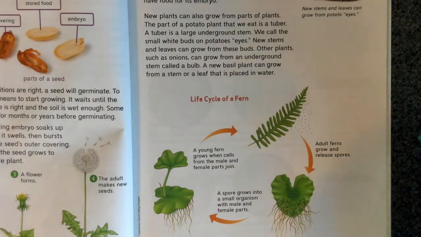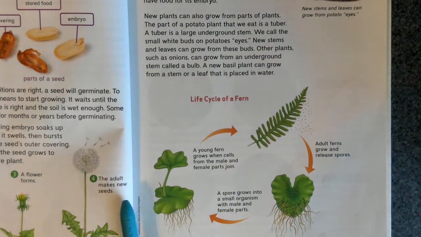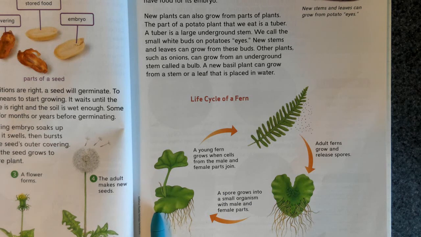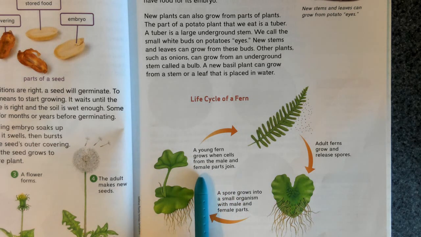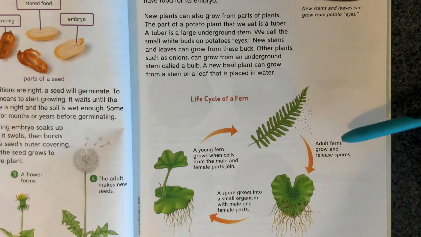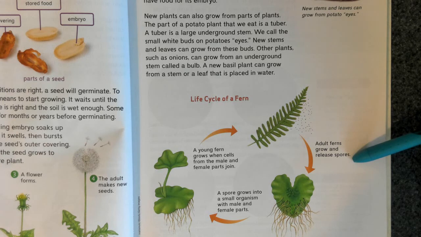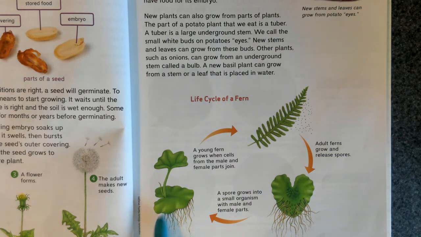Life cycle of a fern. Alright. A spore grows into a small organism with male and female parts. A young fern grows when cells from the male and female parts join. Adult ferns grow and release spores. And then it starts all over again.